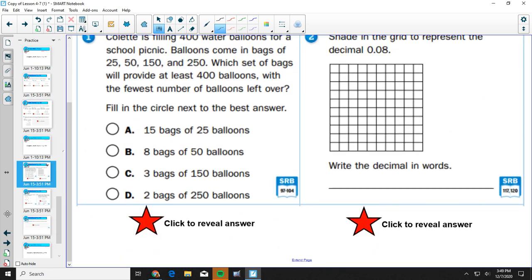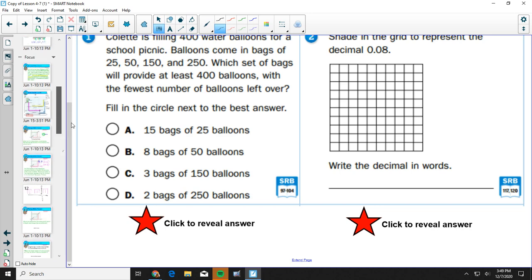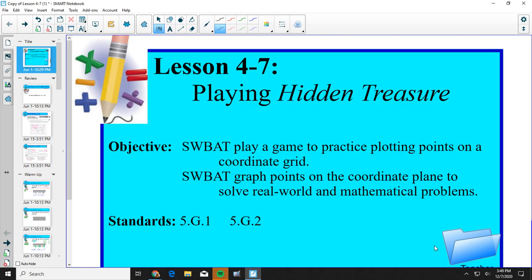Okay, and then the rest of those were in your math journal, your math boxes. So again, today was all about really playing hidden treasure and practicing those coordinate grid plots. Make sure you've completed all your work and you are ready for the next lesson.